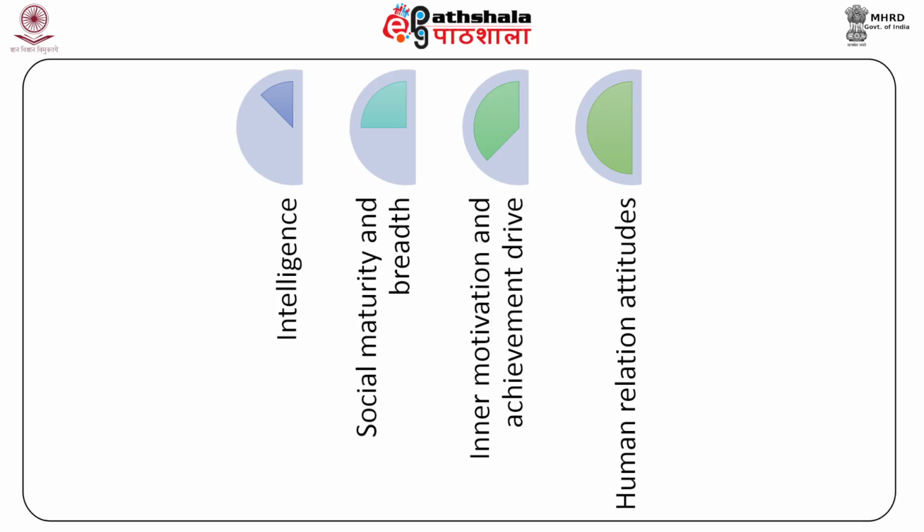Next is inner motivation and achievement drive. They have an achievement drive within them that always motivates them to go higher in life. They are never satiated with achievements. After achieving one goal, they set the target to achieve another goal and hence all their life they keep on setting goals and make plans to achieve those goals.